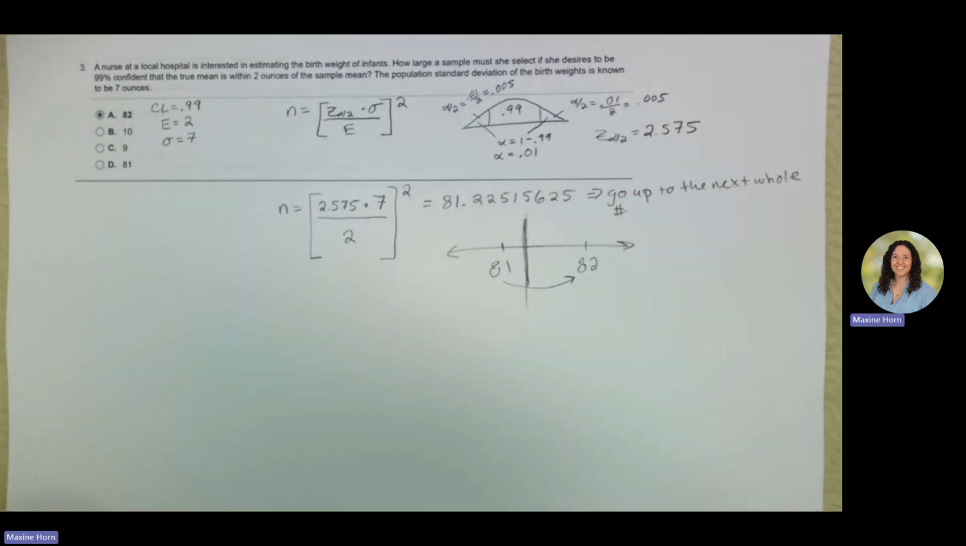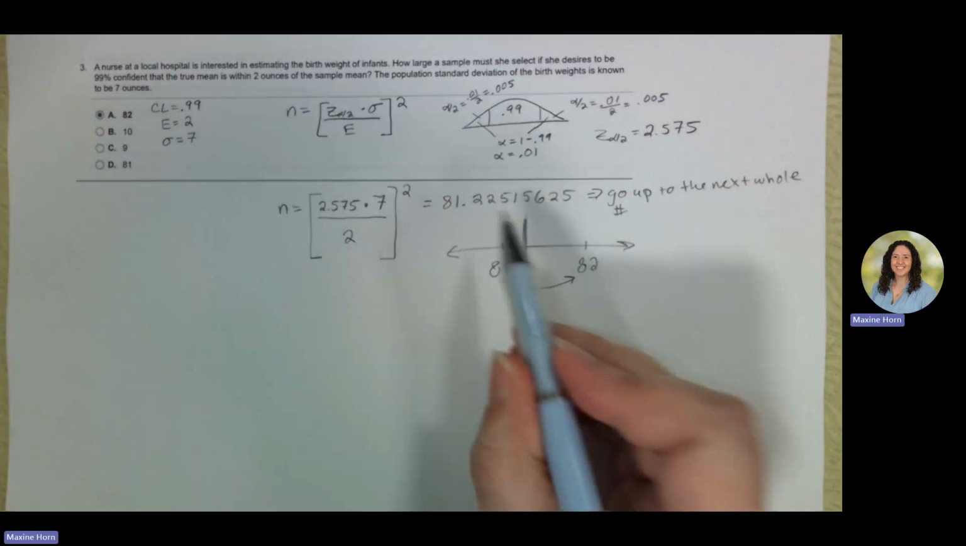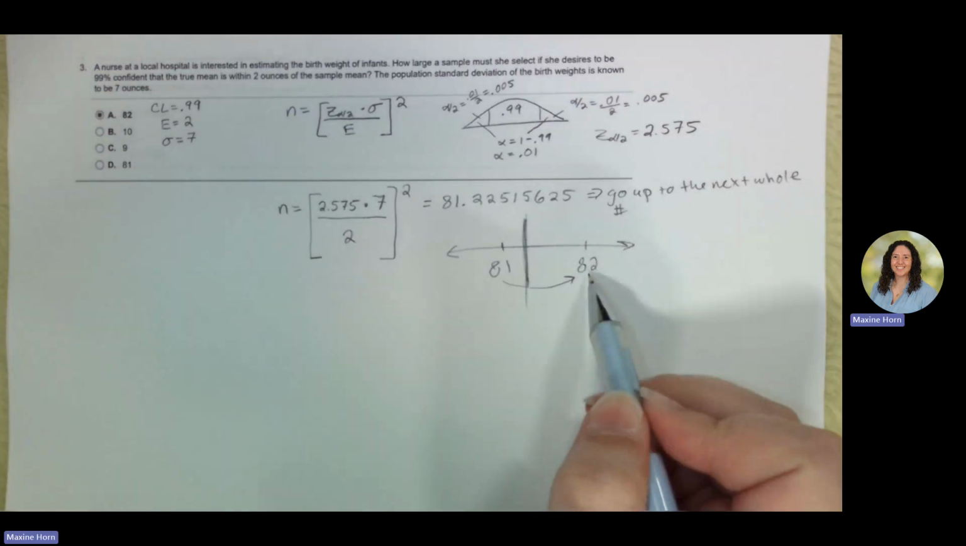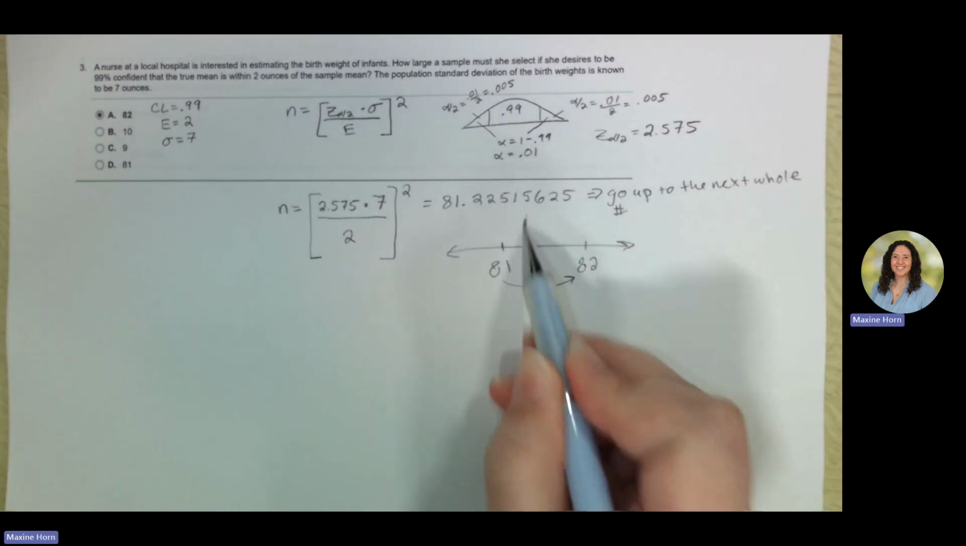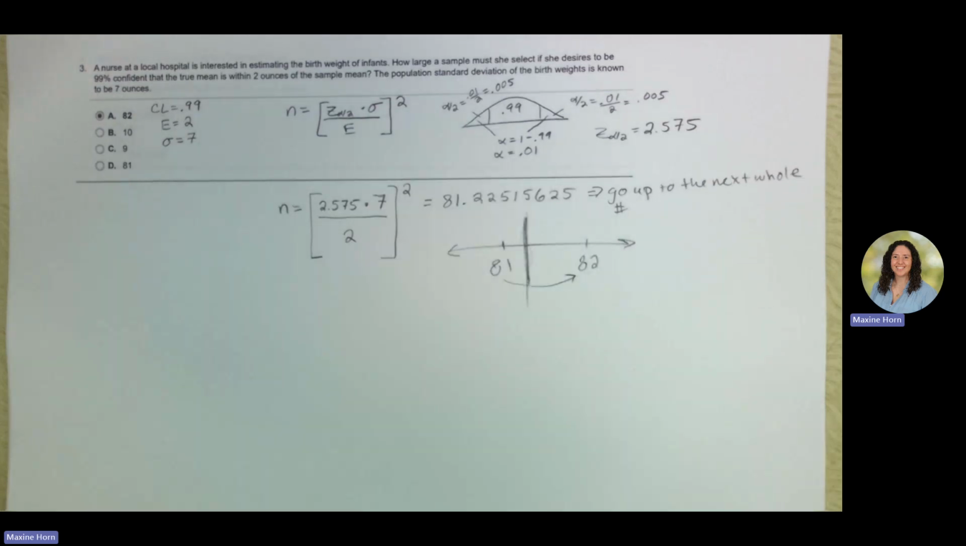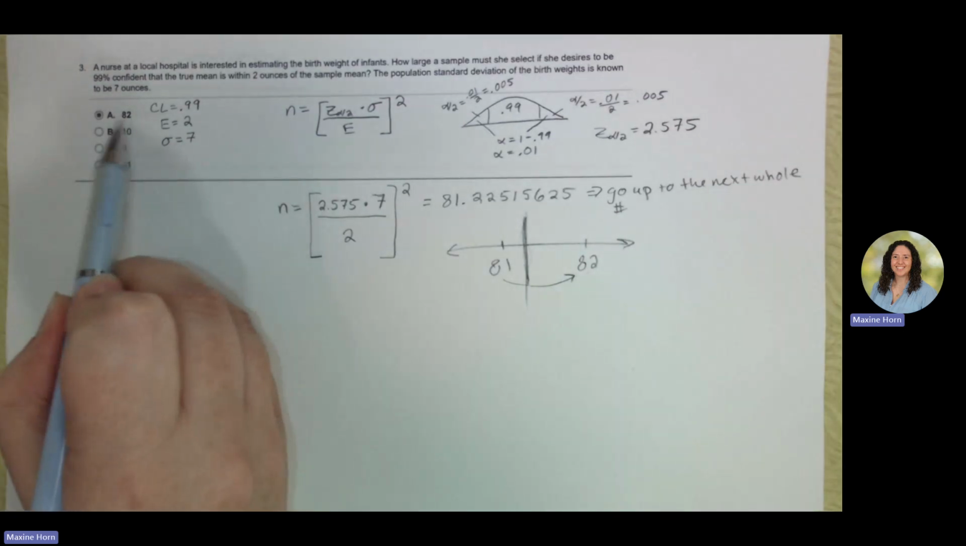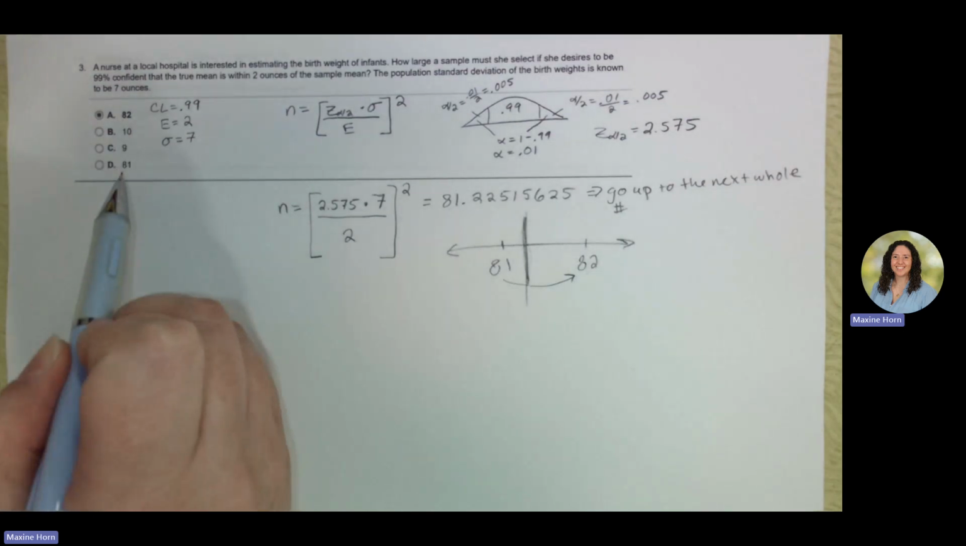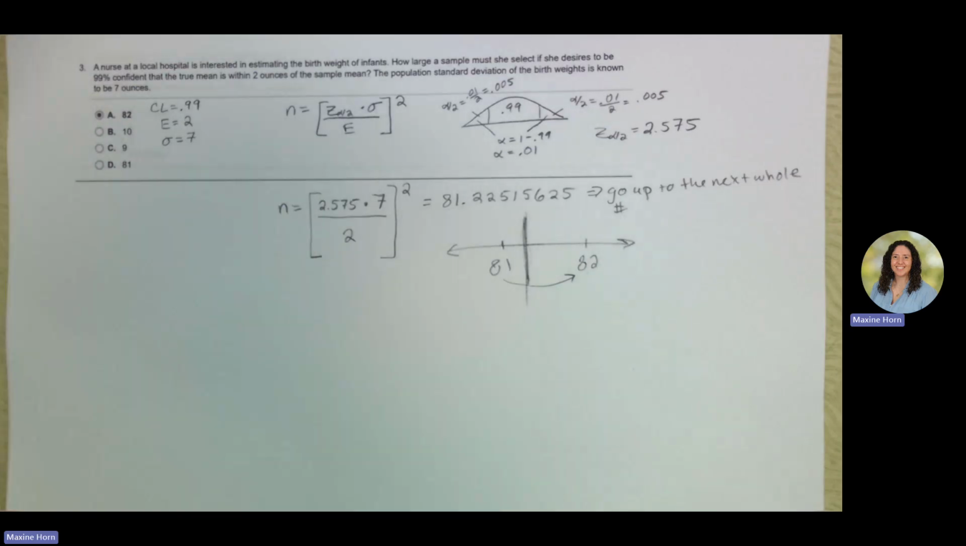Because we're talking about people. We're talking about sample sizes of people. So if I need 81.2 people, I better be surveying at least 82 people, because that's the only way to actually meet this threshold. Okay, so that's why your answer is 82, but you'll notice it has 81 as an option. 81 is not your answer, so don't get fooled by that. It's 82.